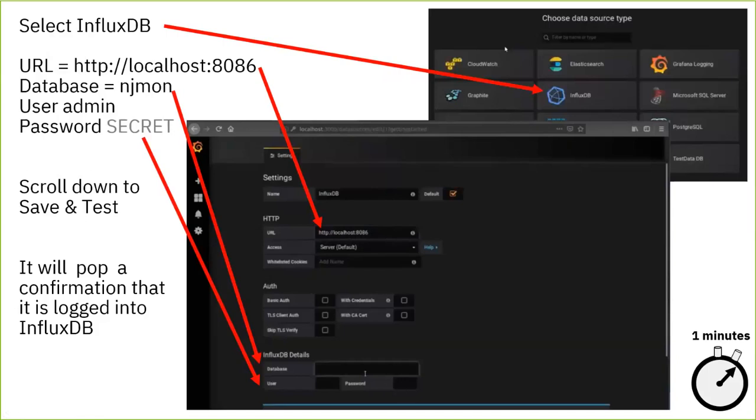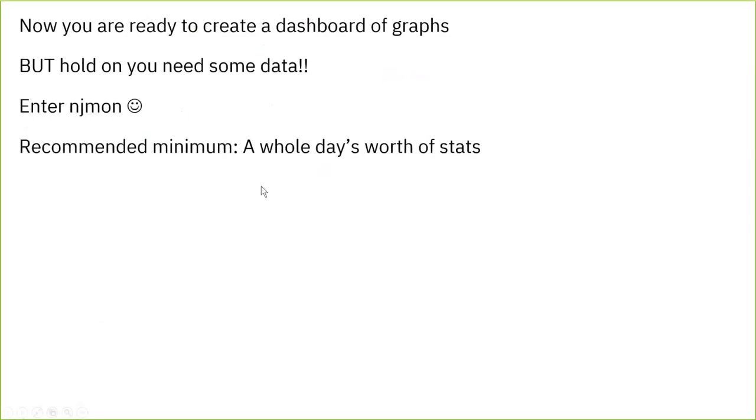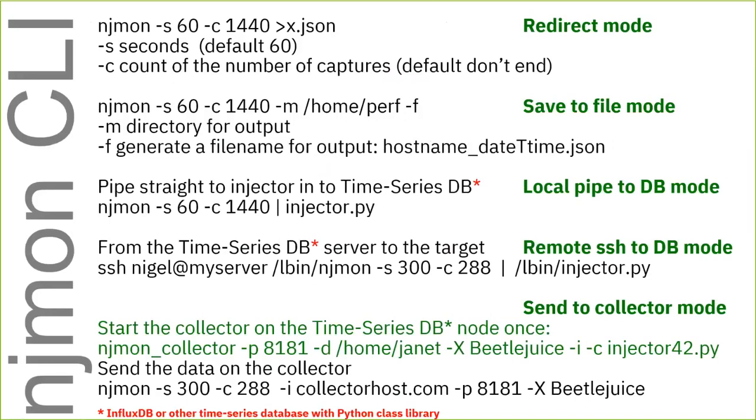Okay, moving on. Now you're ready to create a dashboard, but hold on, you've got to have some data, and I recommend, don't start collecting the data now. Start the NJMON running yesterday, and then you've got a day's worth of data that you can actually have a look at. Okay, so this is the NJMON CLI, command line interface.